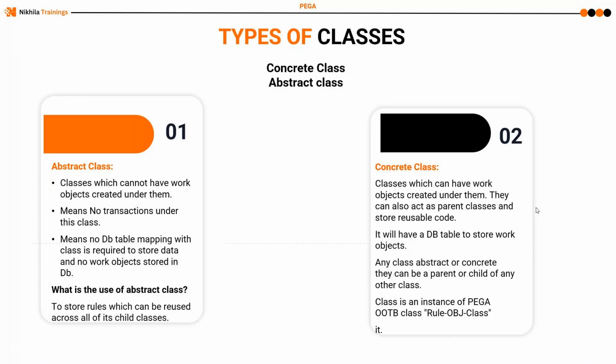Now, what is a concrete class? The code under this will execute and create work objects, and they will have a DB table connected to them to store the work objects. Okay, and a parent can always be an abstract class or a concrete class. There is no rule that a parent should always be abstract. They can be anything.